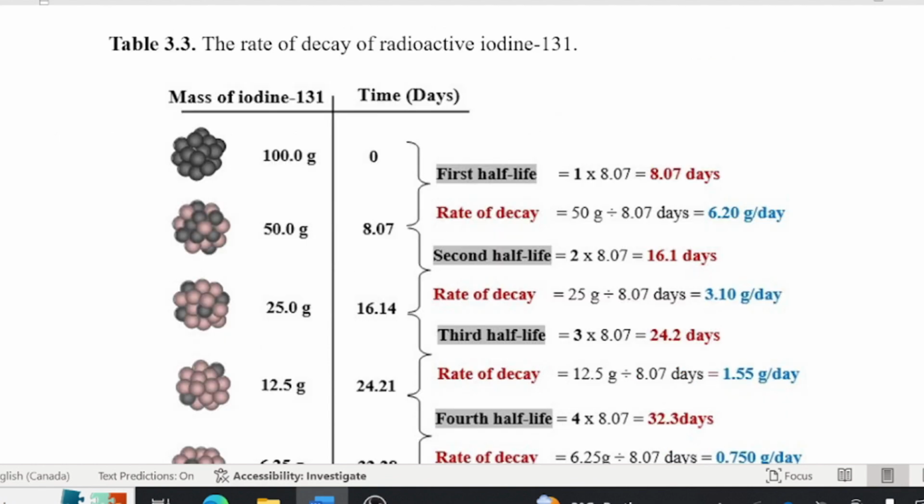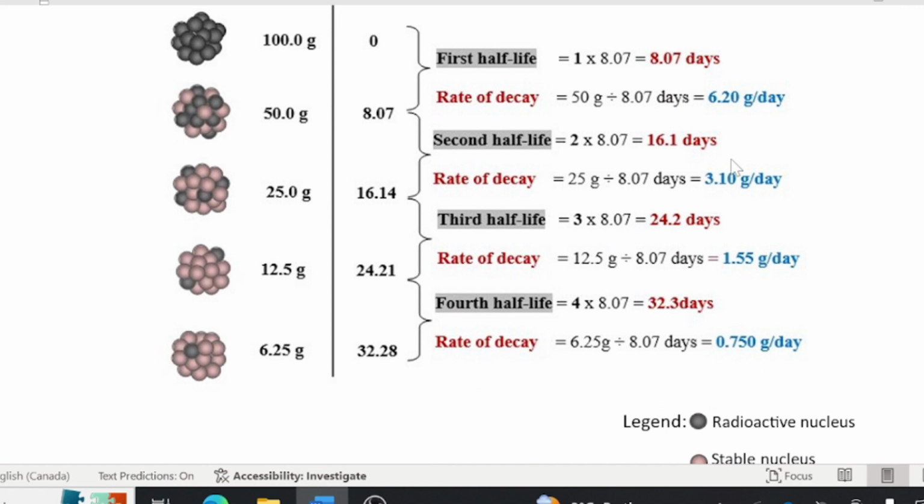When you create your table, you will put the mass that you're starting off with here, and you will start with time 0 here. Some students make the mistake of putting the half-life at the beginning. No, you're starting at time 0. After the first half-life, you will remain with 50 grams of radioactive nuclei. And you can see the stable ones are there. So 50 grams of these will change to stable nuclei.